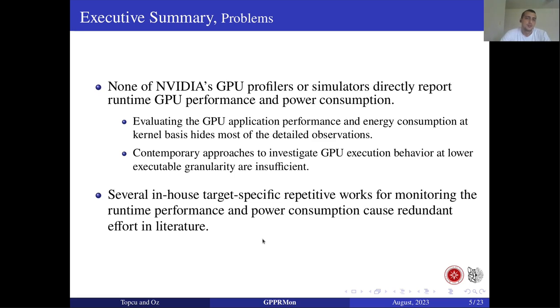As you all know, none of the NVIDIA GPU profilers such as the Nsight Compute tool or Nsight Systems, or simulators such as gem5 or GPGPU-Sim directly report the runtime GPU performance and power consumption, and evaluating GPU application performance based on kernel performance metrics hides most of the detailed observations. Contemporary approaches to investigate GPU execution behavior at lower executable granularity, such as thread block level, warp level, or instruction level, are insufficient today. Additionally, in the literature, researchers implement several in-house, target-specific repetitive works by extending the simulators to monitor the runtime performance and power consumption, and this causes redundant effort in the literature.